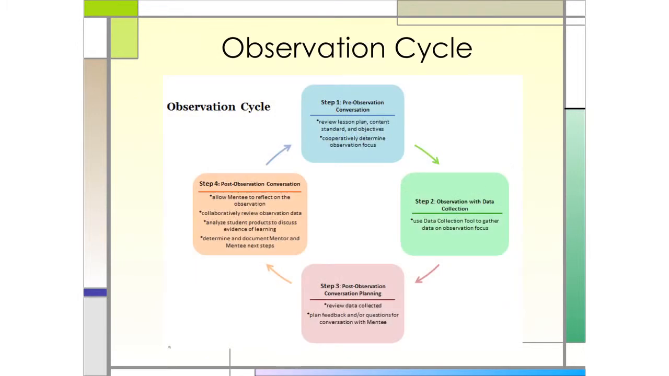In our last mentor training, we gave you a big picture overview of the observation cycle, and we looked more closely at steps 1 and 2. Let's refresh our memory on steps 1 and 2. You have a graphic on the whole cycle in your notebook behind the Conferences and Observations tab.